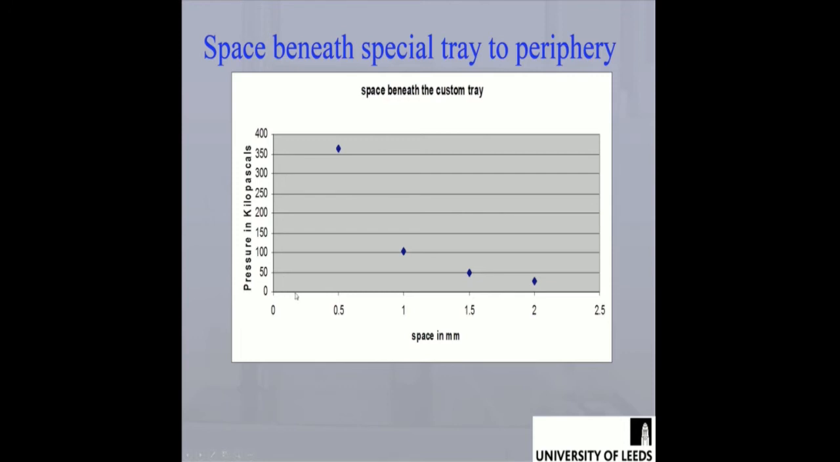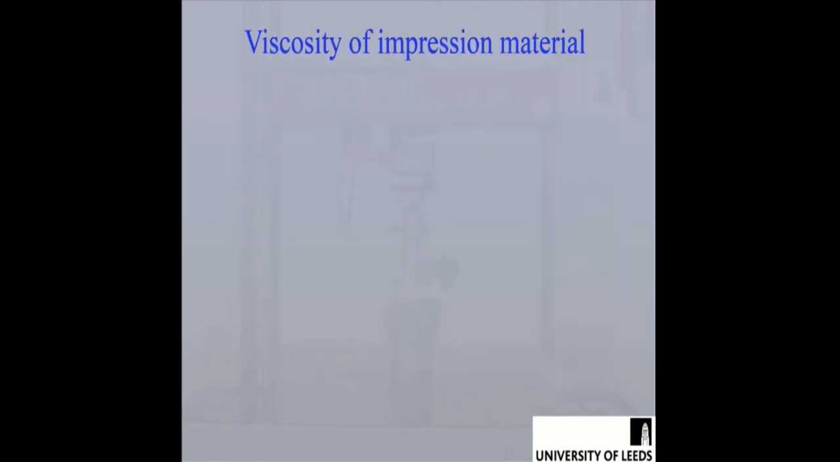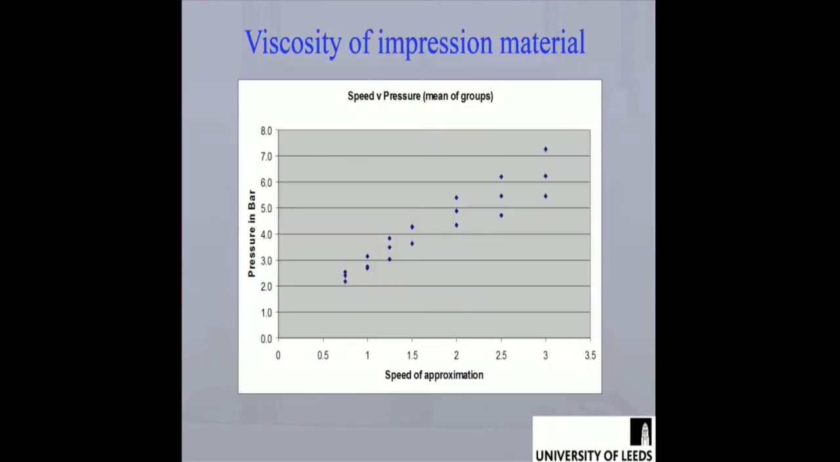Surprisingly, the medium-bodied, light-bodied and ultra-light-bodied impression materials don't make as big a difference as speed, etc. But the difference in the viscosity of the impression material is a factor, but it's not the biggest factor. Okay, so that's the in vivo stuff.